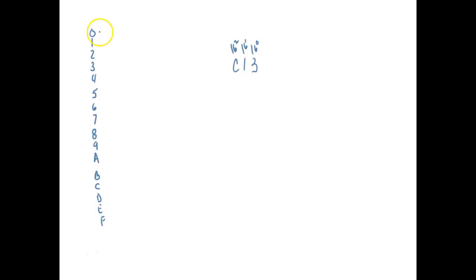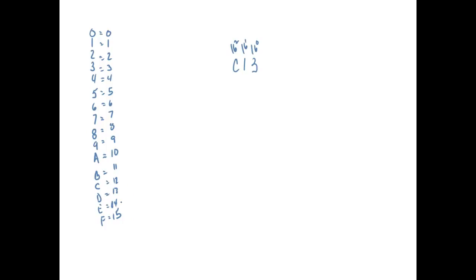And then I would write what these actually equal in the decimal numbering system. Of course, this would be 0, this would be 1, this would be 2, 3, 4, 5, 6. So far, so good, right? This would be 7, 8, 9, but this is going to be equal to what in decimal? 10, 11, 12, 13, 14, 15, and there's my 16 combinations.